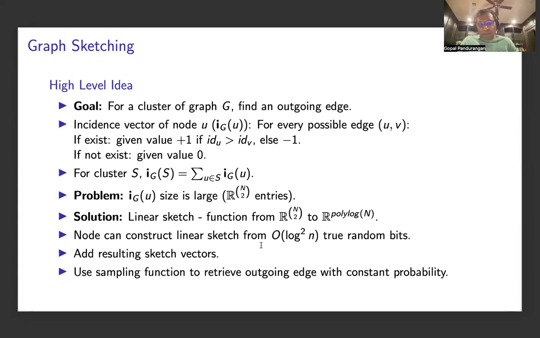And the important thing is that you can sample an outgoing edge from this log n size vector, and this sampling will give an outgoing edge with constant probability. I won't go into the details; this is well understood in the sketch literature.